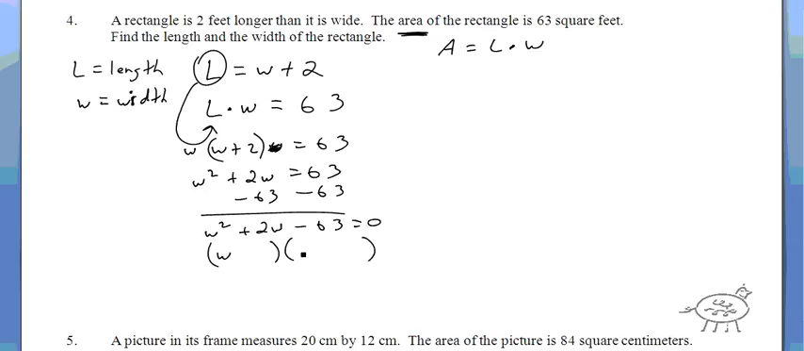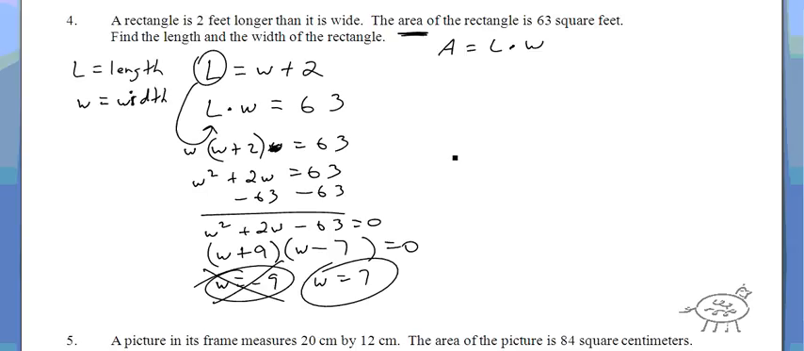And then I factor. It's going to be plus and minus. In this case, it's going to turn out to be 9 times 7 is 63, so it's plus 9, minus 7. That'll give you the 2W, so W equals negative 9, W equals 7. Think about it. What can't W be? It's impossible for W to be negative 9, so that's out of there. So the width is 7, and then the length is, just plugging it back in here, 7 plus 2. So the length is 9.